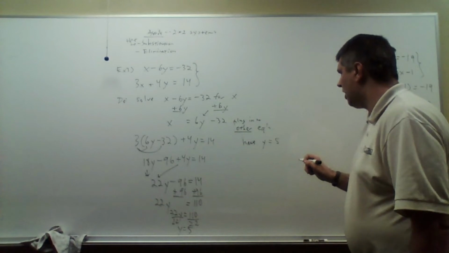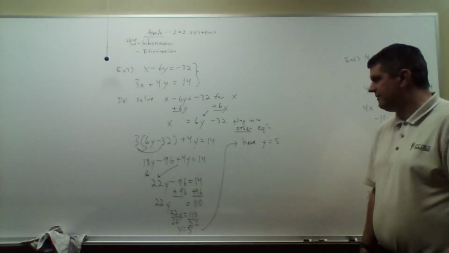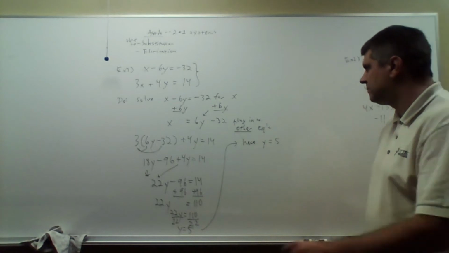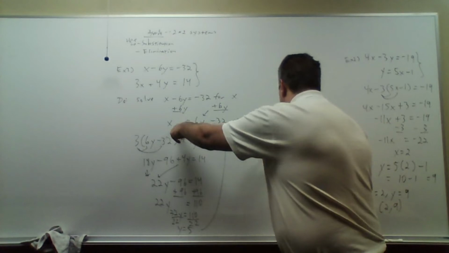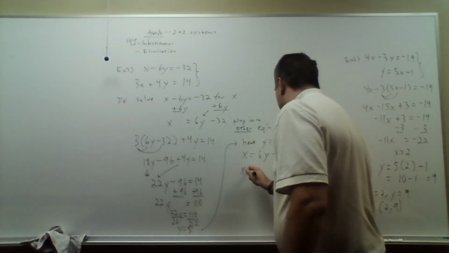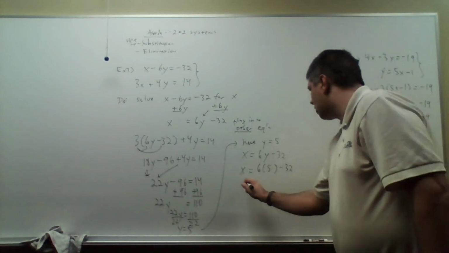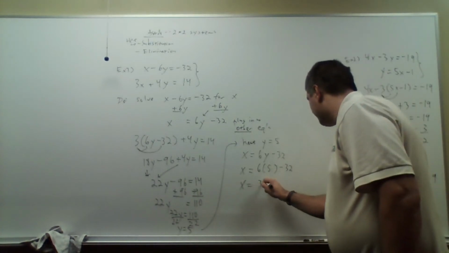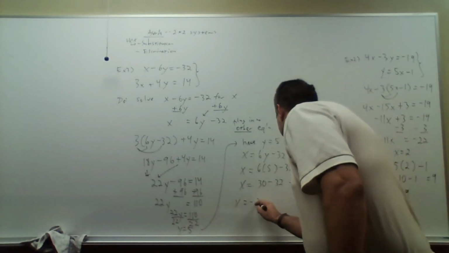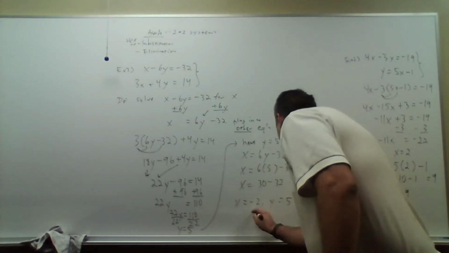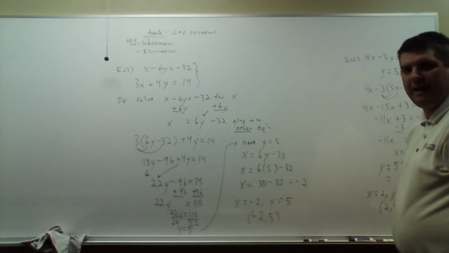I have y equals 5. Now I need x. I'd use this: x equals 6y minus 32. So x equals 6 times 5 minus 32. So x equals 30 minus 32, which is negative 2. So x equals negative 2, y equals 5: negative 2, 5.